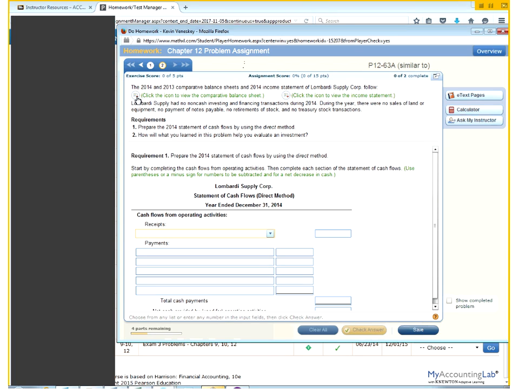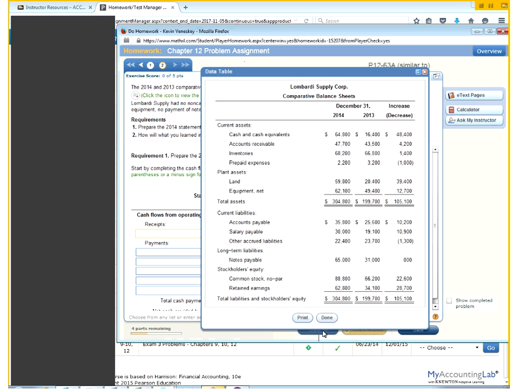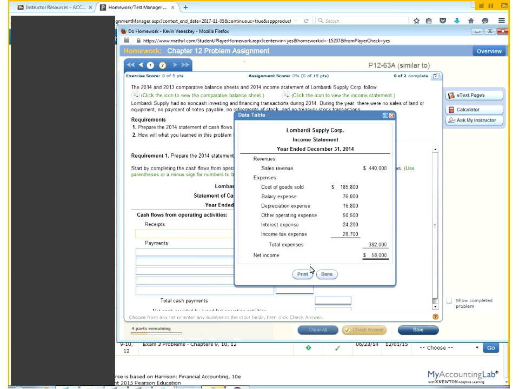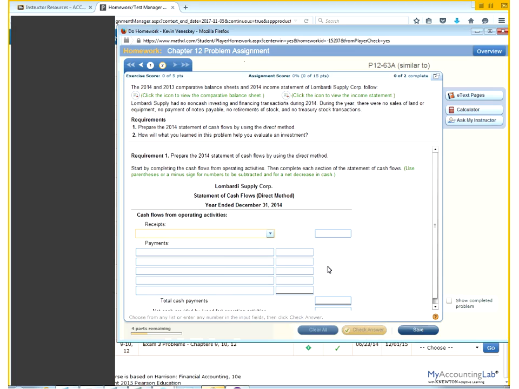A few of the things before we get started are these items, and you're going to be coming back and forth to these, and you'll need to make notes on these. I went ahead and printed out the balance sheet and the income statement because we're going to be referring back and forth, and I want to know if I've already taken care of that item and what I have left that I still need to take care of.